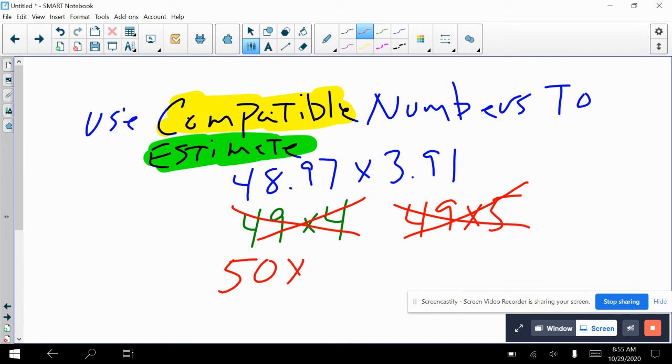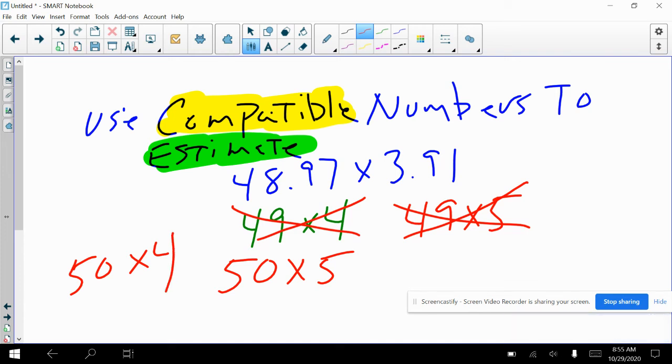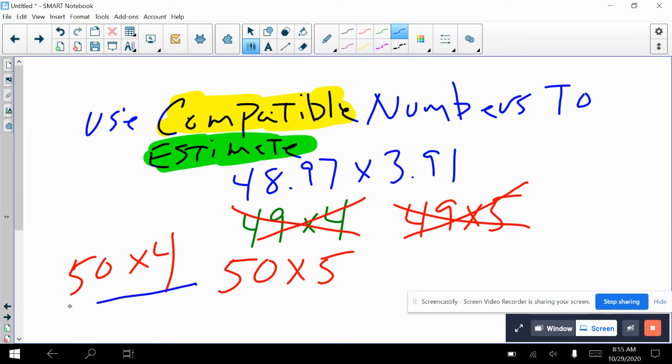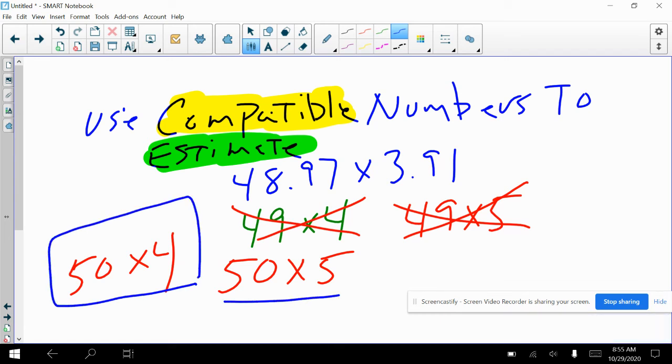How about this? How about this? Okay, I would. All right, very good. I'm glad somebody said that. Yes, this is a lot better than this. Now, I probably would not count 50 times 5 wrong, but what have we always talked about? When you use compatible numbers, you want to stay as close as you possibly can to the original numbers that are there.